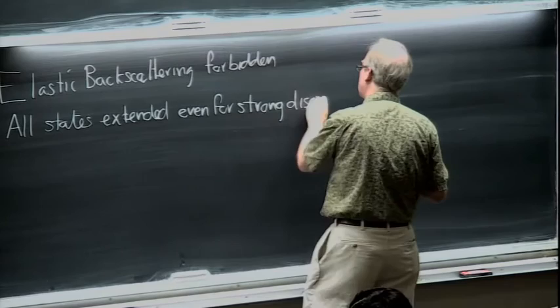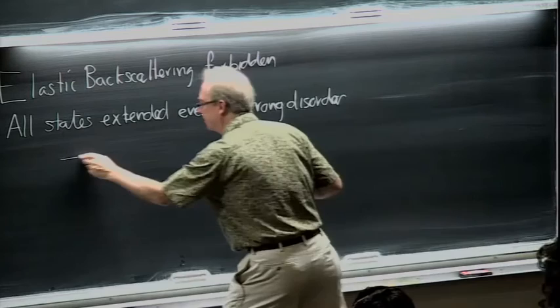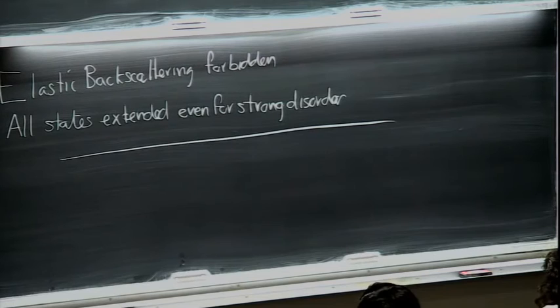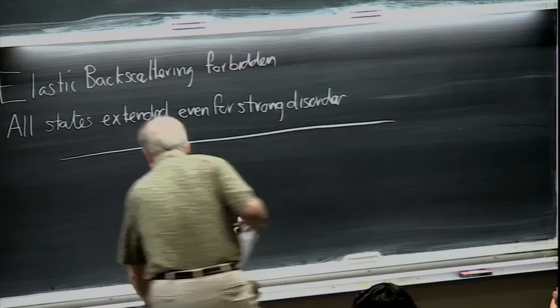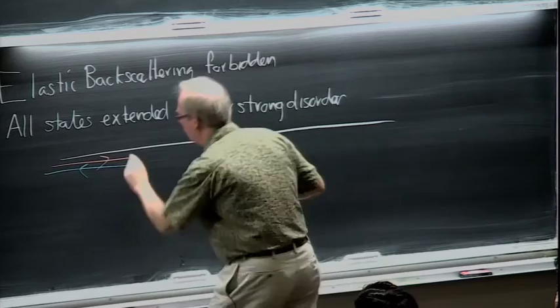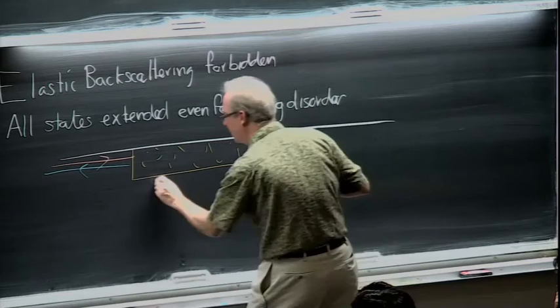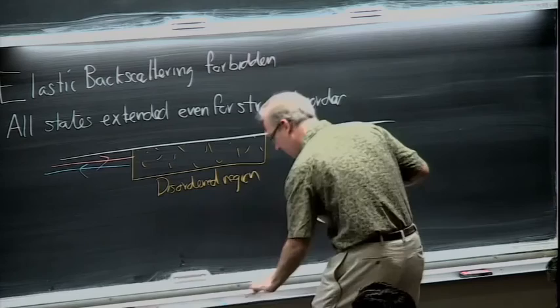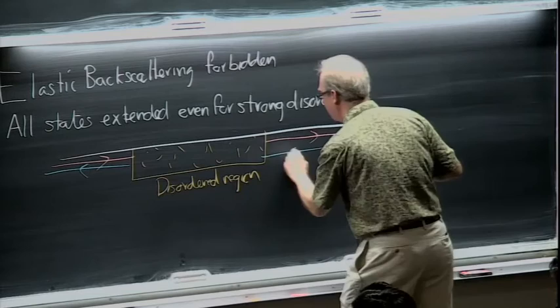Okay, and so let me give you the argument. Let's imagine that I have an edge. And I'm going to imagine that the edge is infinitely long, and inside that edge, I have an arbitrarily long disordered region. But I'm going to allow myself to say that outside that disordered region, it's clean, so I can talk about these edge states. So I have a disordered region, and then outside the disordered region, I have my pristine edge states.